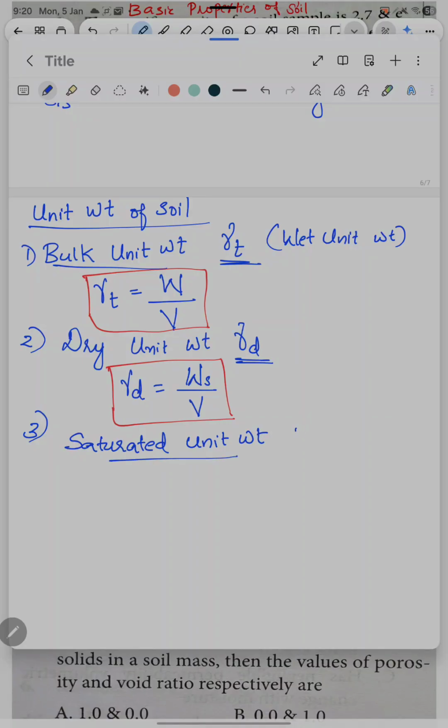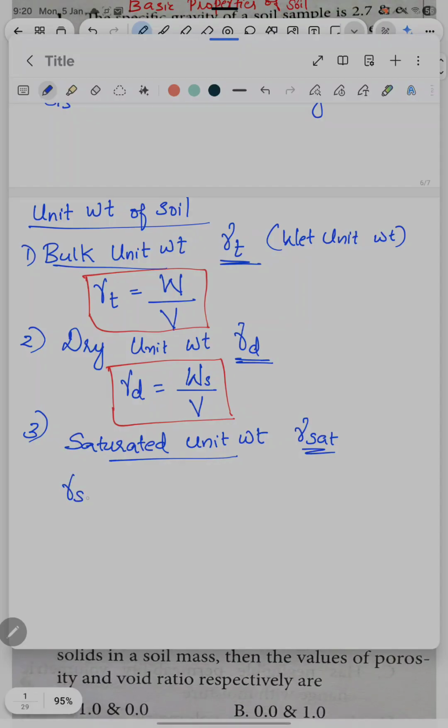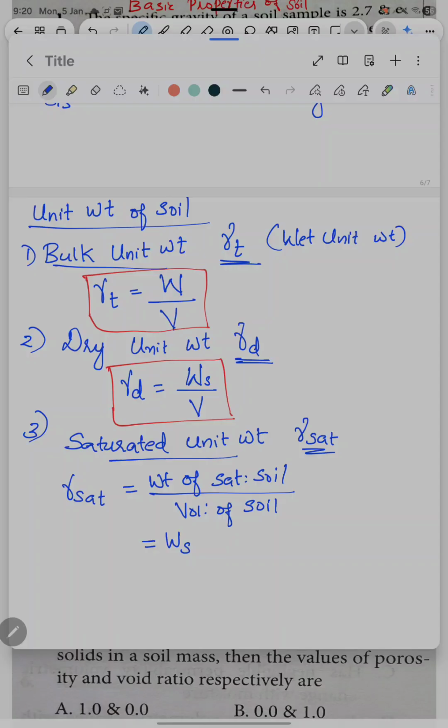Saturated unit weight is denoted by gamma saturated, gamma sat. Saturated unit weight is equal to weight of saturated soil divided by volume of soil. Weight of saturated soil includes weight of solids plus weight of water, divided by total volume of soil. That is gamma saturated.